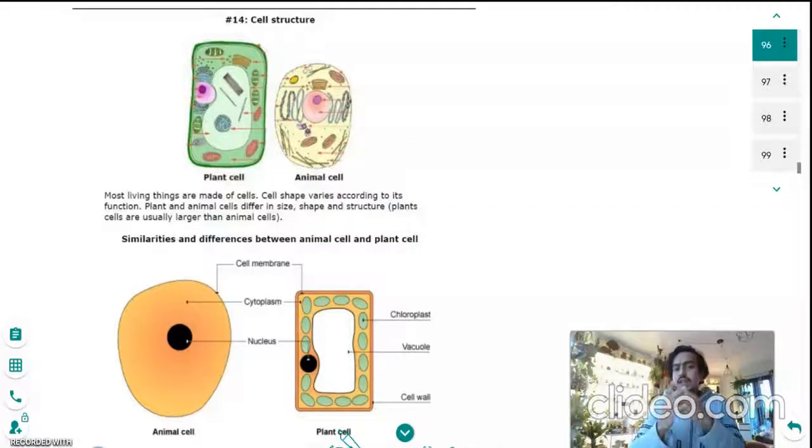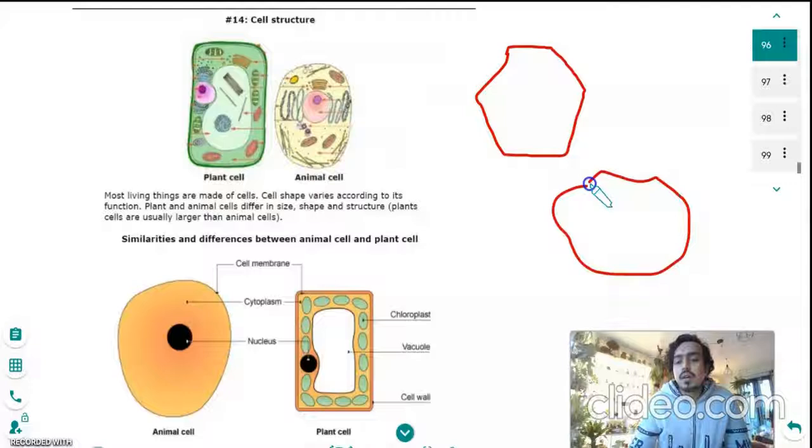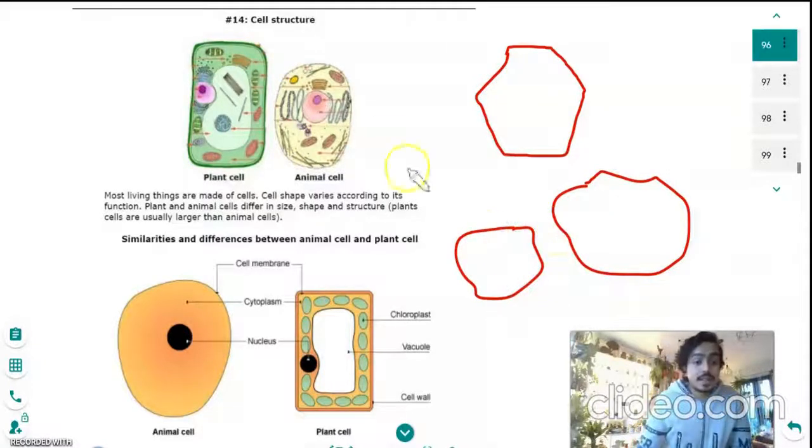And from the picture, you can see that the plant cell is kind of a rectangular shape, but it does not mean it always has to be a rectangular shape. It could be a hexagonal shape, it could be round, it could be different kinds of shape. But for animal cells, they're just like a blob. It could be any kind and different sizes. But usually the plant cells are larger than the animal cells.